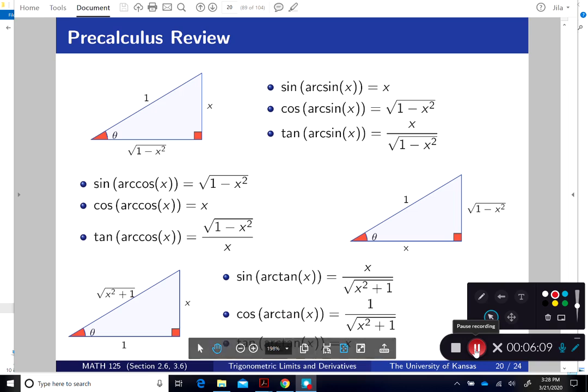So we use this information from precalculus to actually find the derivative of the inverse trig functions, which are the arc trig or arc functions. And that's in the next video.